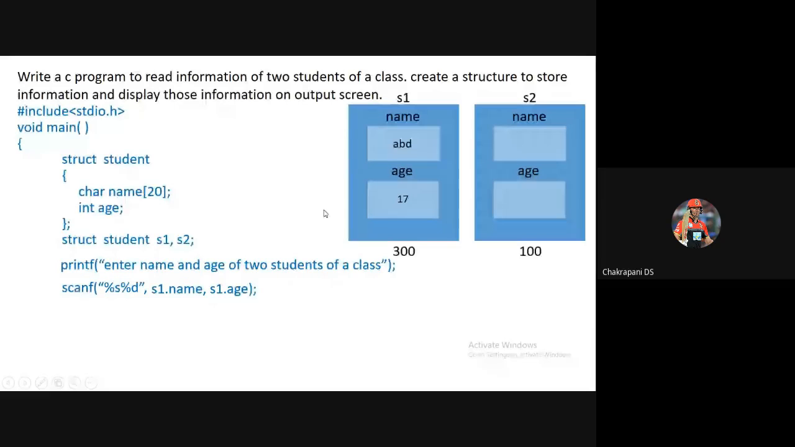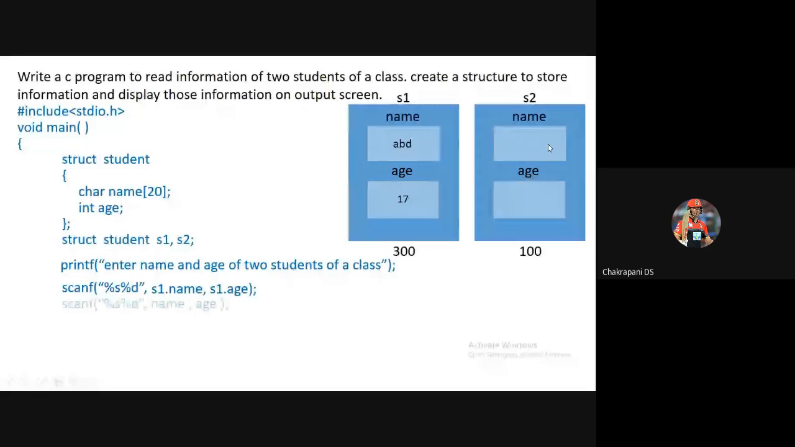Now, same thing. If the user enters the information of the second student, what should I read? Like this: scanf percentage s percentage d. Again, this is a mistake here. What should I write here? s2 dot name, s2 dot age, but I need to add ampersand here, which I have not done by mistake. So ampersand s2 dot name, ampersand s2 dot age. These two are very important.